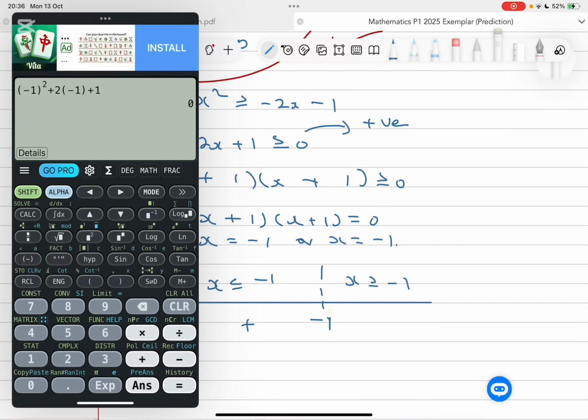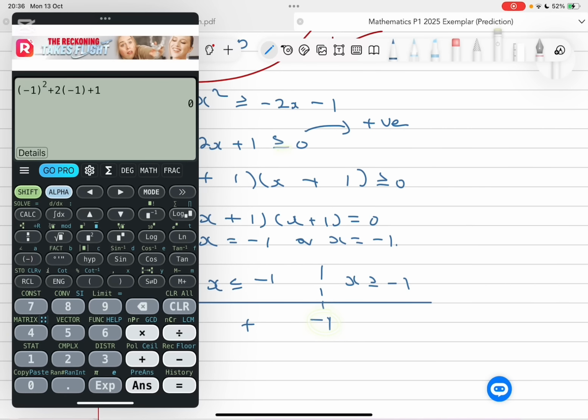So that means also this -1 is part of the solution. Now this side, I can take any other number here. I'll use a 2 is the closest. So this side we have a +2.